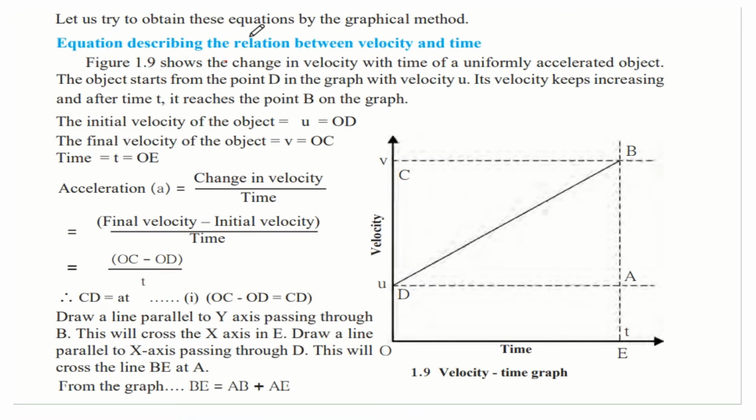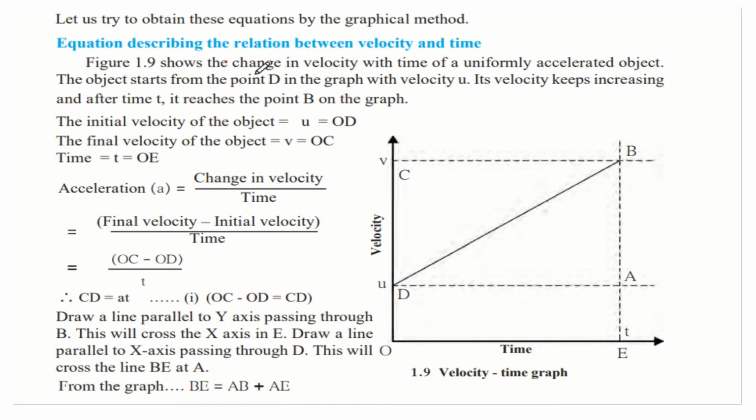Let us try to obtain these equations by the graphical method. Equation describing the relation between velocity and time. Do you remember what the equation was that showed the relation between velocity and time? It was the first equation, v is equal to u plus at. So now we will see the derivation of this equation.